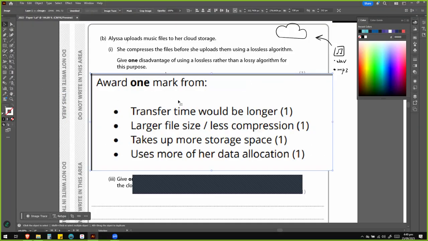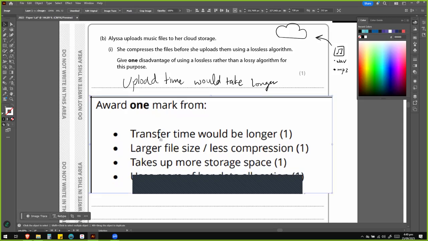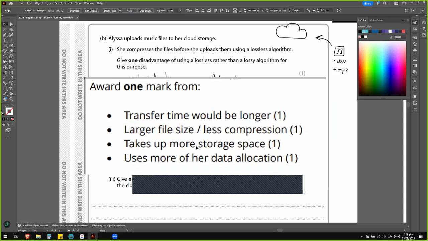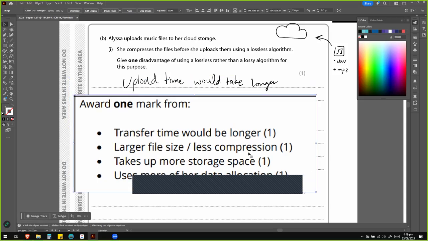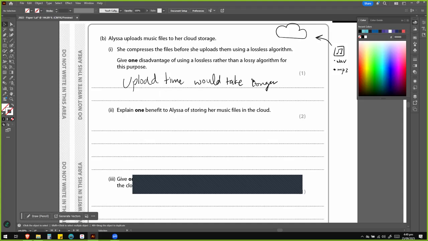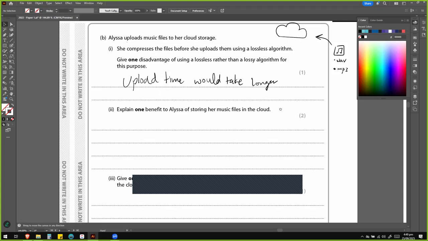You can say anything from transfer time would take longer. I said upload time would be longer. Larger file size, that's the disadvantage. It would have less compression. It would take up more storage space in the cloud. It could use more of her data allocation. I think the fourth point is not very easy to remember, so you can use any of the ones that are simple. The idea is it will obviously take more space in the cloud.